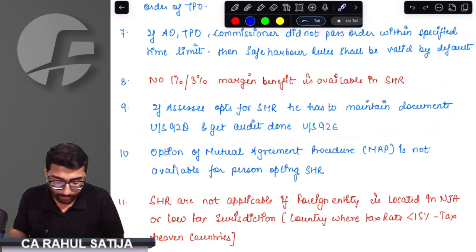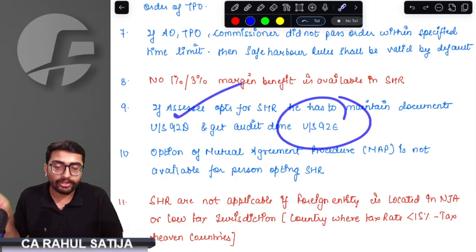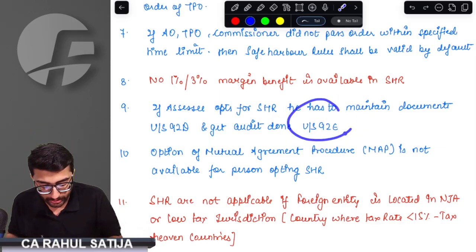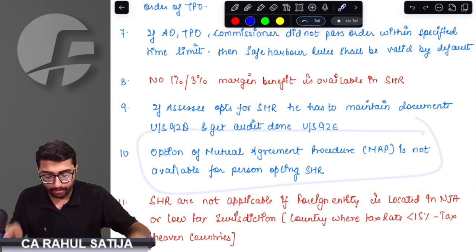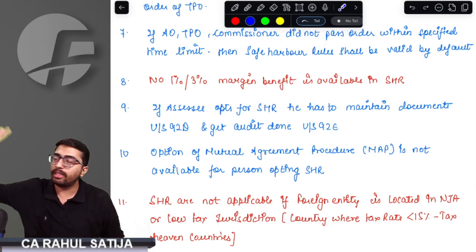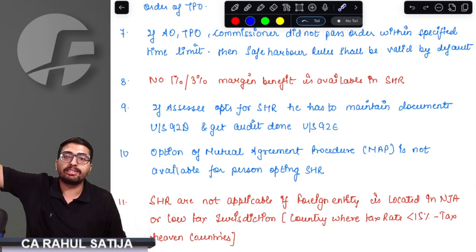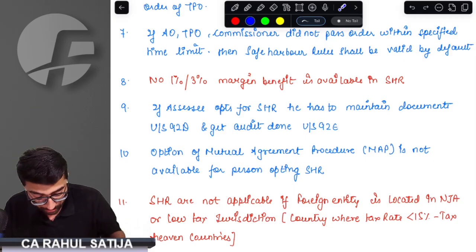Whenever you go for safe harbor rules, sir, you have to maintain documents under section 92D. You have to get your books of accounts audited under section 92E, sir. 3CEB has to be furnished. Once you opt for safe harbor rules, remember, sir, the mutual agreement procedure option is not available to you. You want to sit with that other country and discuss what the tax consequences would be? The right answer is you are not allowed. You are not allowed to go for MAP.